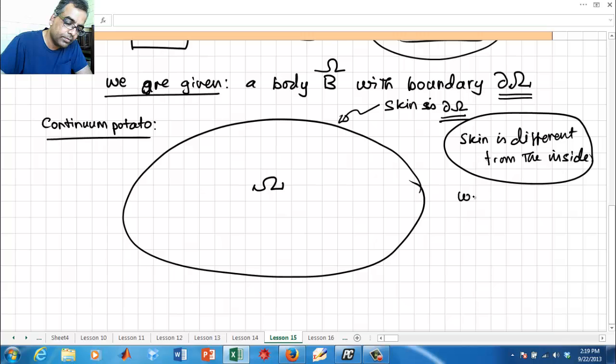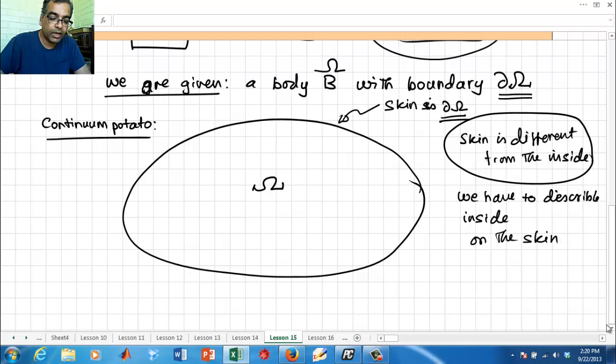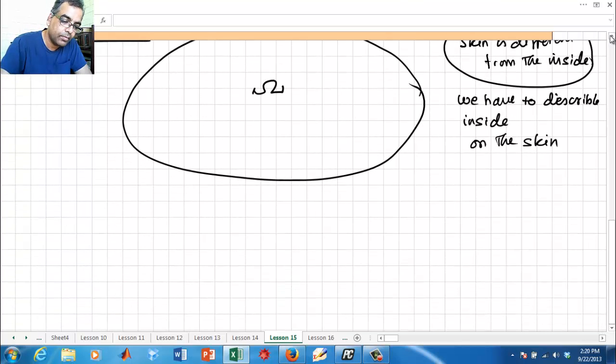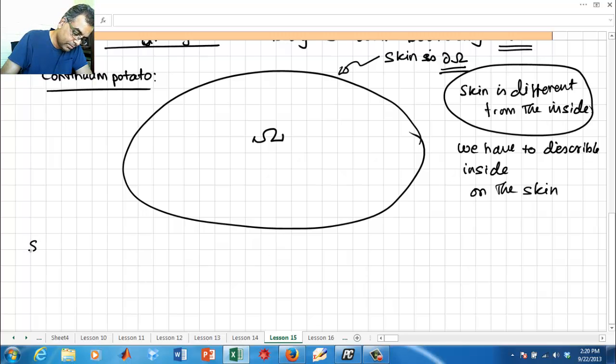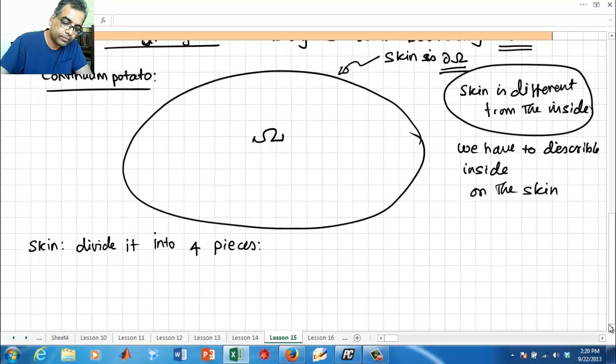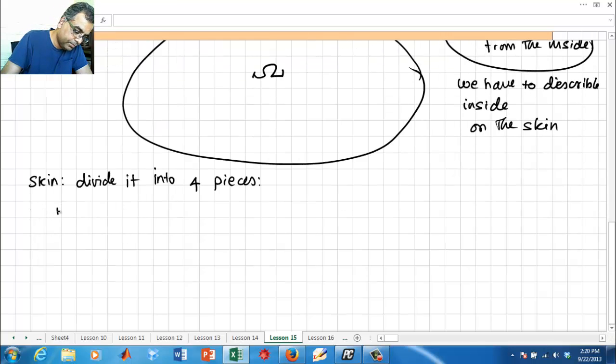So we have to describe what happens inside and what happens on the skin. The skin is the more tricky one, so we'll talk about the skin first. We are going to divide it into four pieces. So piece 1, traction vector specified.